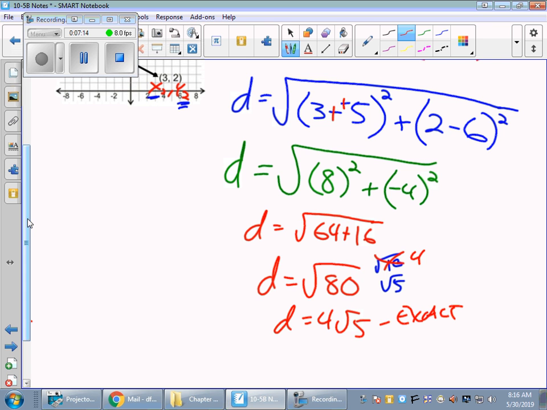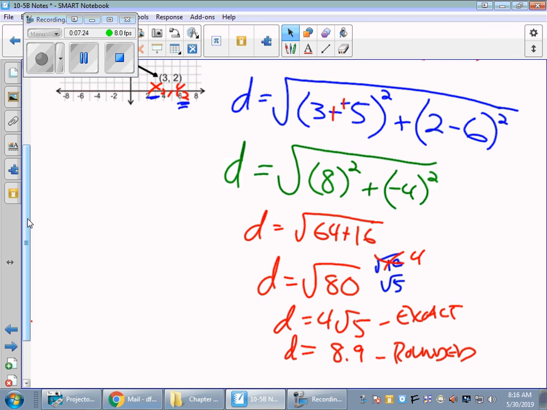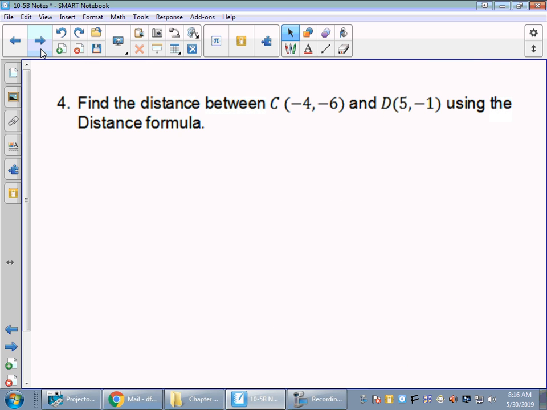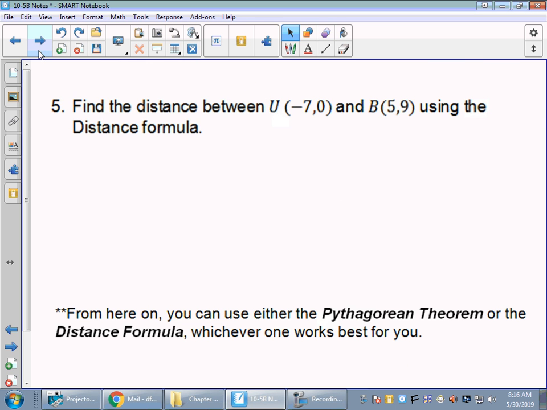And if we wanted to do a rounded answer, we would just punch in square root of 80 into the calculator, and we'd get about 8.9. That would be our rounded answer. Okay? So just plugging in those numbers and going that way. All right. Let's try another one. Let's skip number 4. Let's go to number 5.